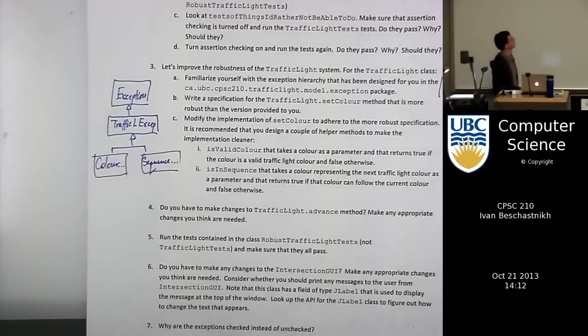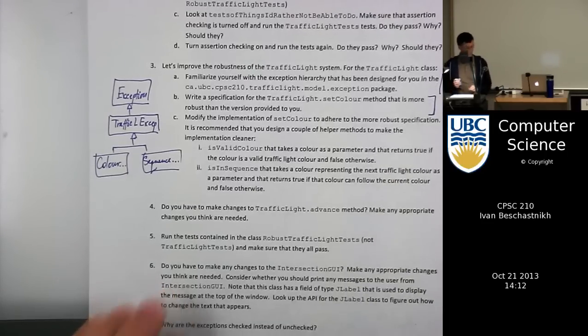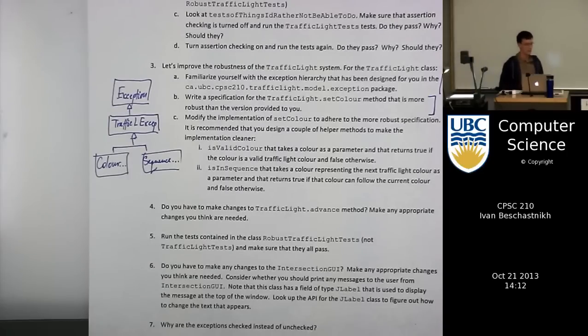Right, so this is the exception hierarchy. And it's telling us that now we want to write a specification of set color that is more robust than the version that's already provided. So if you look in traffic light, and you look at set color, here's the spec. It's pretty long, right? It supposedly covers all these conditions. What happens when you're in the red state and you want to set the color to green, when you're in the yellow state, you're setting it to red, or whatever.